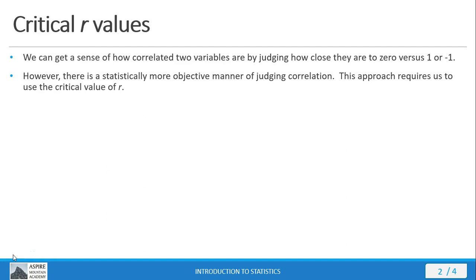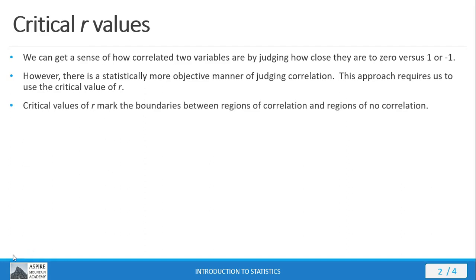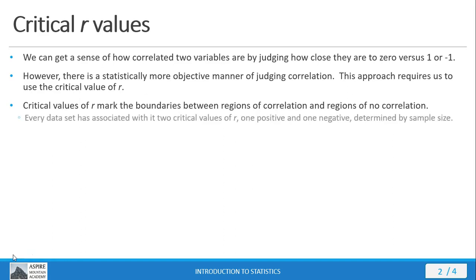Essentially, we have to calculate the R value from our data set, and then we compare that with the critical R value. Now, we make this comparison because the critical R values mark the boundaries between regions of correlation and regions of no correlation. Every data set has associated with it two critical values of R. One is positive and one is negative, and those values are determined by your sample size.